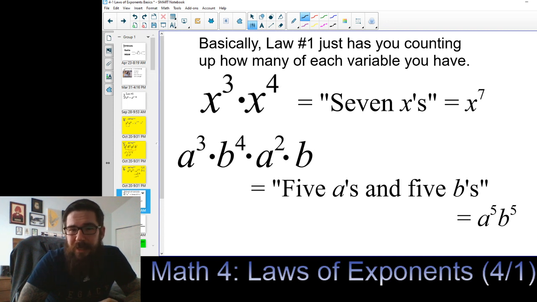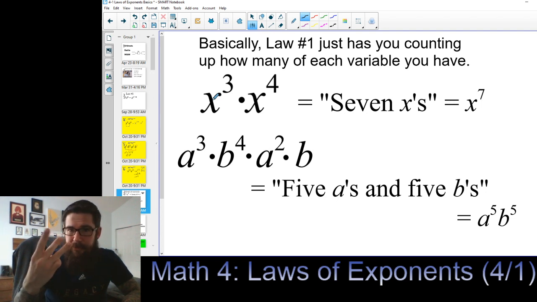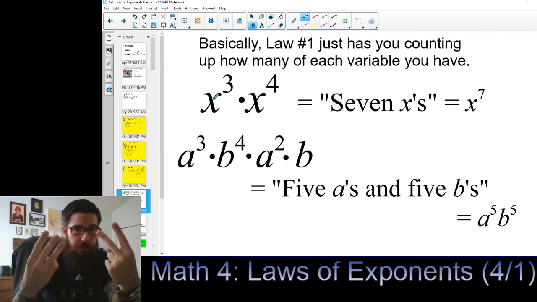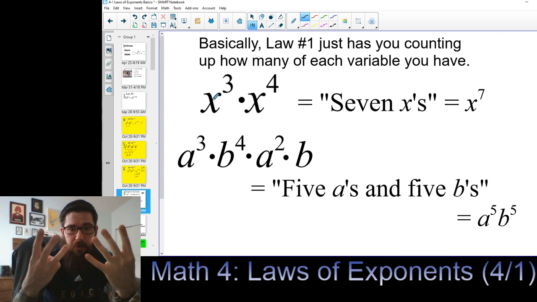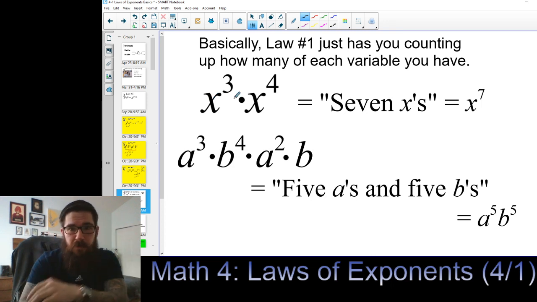You can effectively count how many you have. That idea gets a little bit weirder with fractions, but if I look at something like this, what do I think an x cubed really is? It's an x times an x times an x, 3 of them all written out, times an x to the 4th, 1, 2, 3, 4 x's all in a row. So what do I really have? 1, 2, 3, 4, 5, 6, 7. That's why that ends up becoming the exponent here.